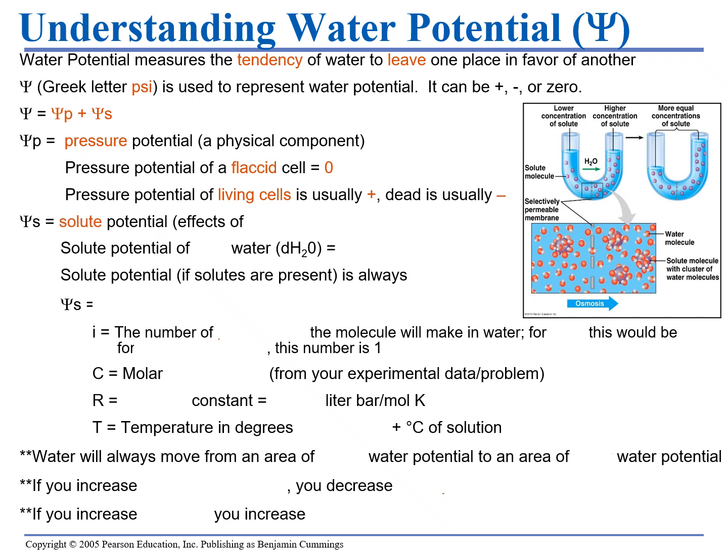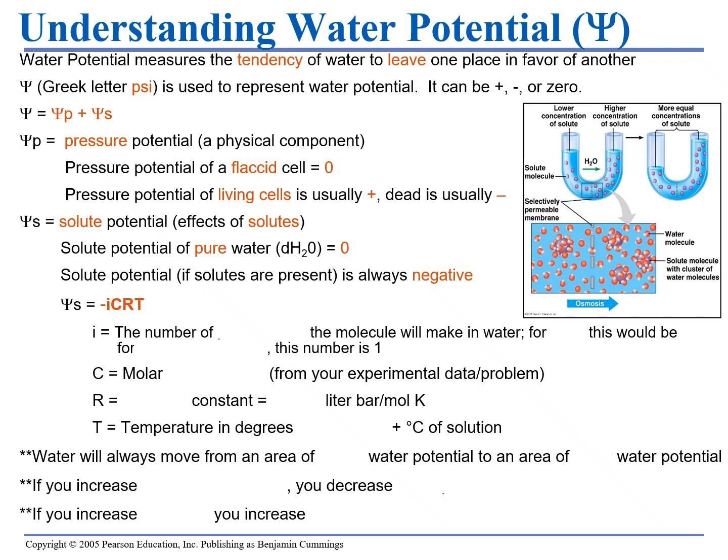So the solute potential affects the solutes, and the effects of the solutes actually. The solute potential of pure water is equal to 0 since there is no solute in that water. This is often referred to as distilled water. Solute potential, if solutes are present, is always negative. And psi s is equal to negative iCRT.